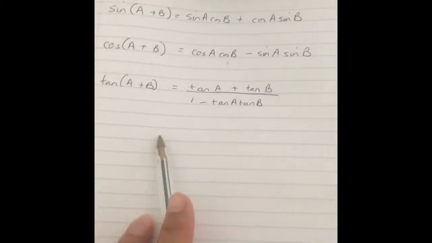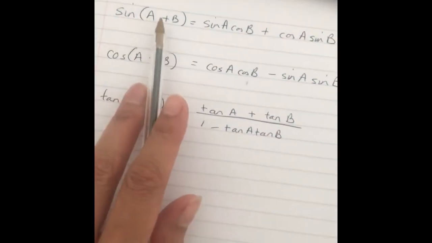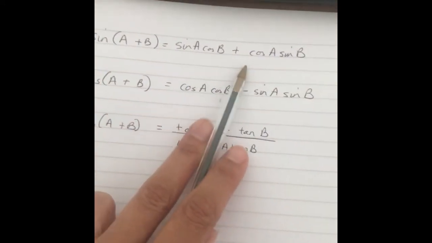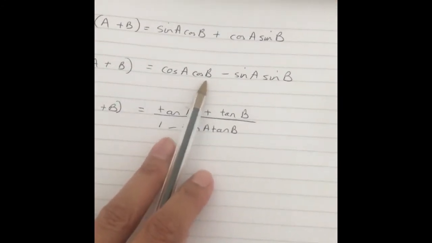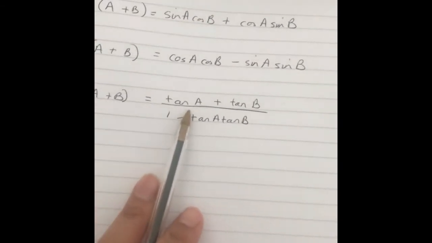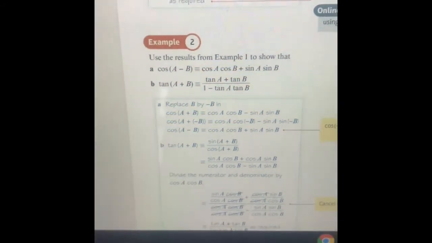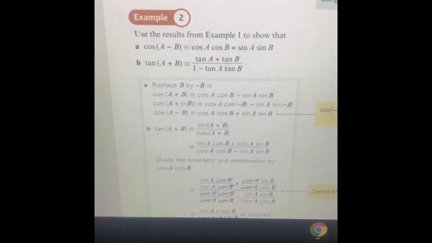Okay, so I'm going to start off with these trig identities. This is where you are adding two angles. If I've got sine of a plus b, it is equal to sine a cos b plus cos a sine b. If you've got cos of a plus b, it equals cos a cos b minus sine a sine b. And tan of a plus b equals tan a plus tan b over 1 minus tan a tan b. The first question says use that first result to show that cos of a minus b is cos a cos b plus sine a sine b.